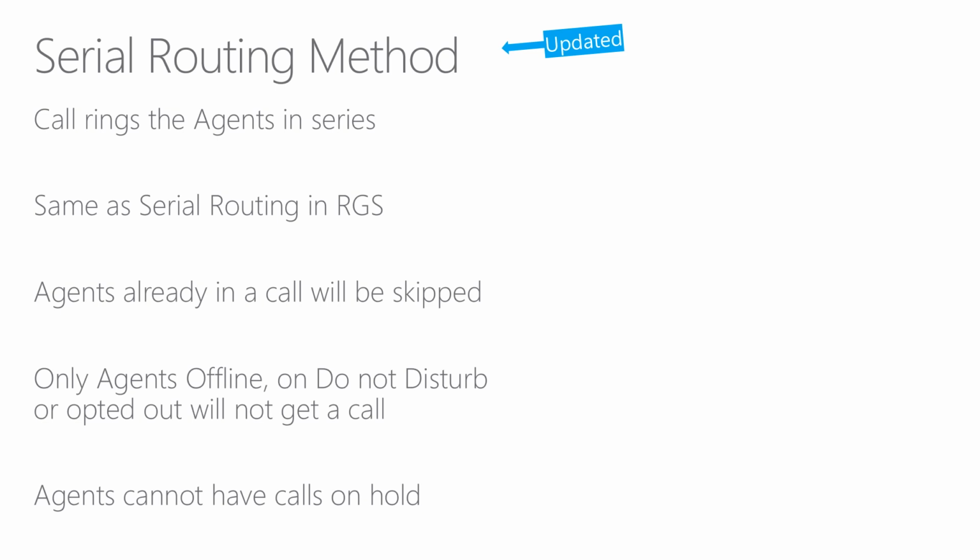So what's the serial routing method? This basically rings the agents in series. So first agent 1, then 2, then 3. It's the same as serial routing in the Response Group Services. Agents already in a call will be skipped, and agents offline, on Do Not Disturb, or opted out will also not get a call. You cannot have a call on hold.